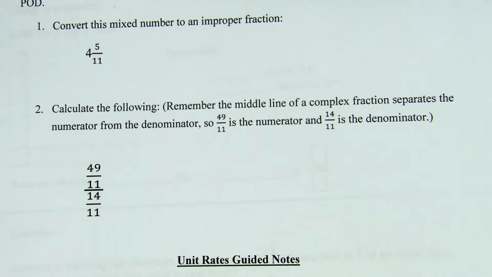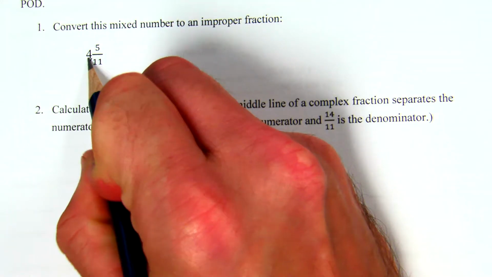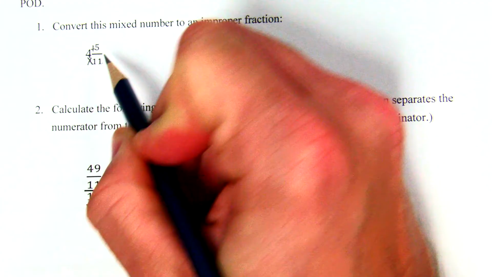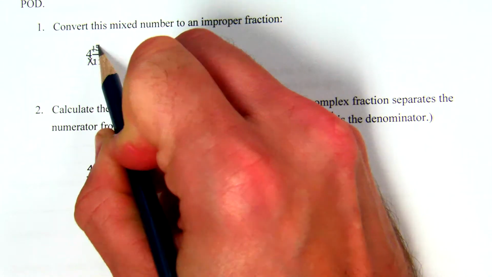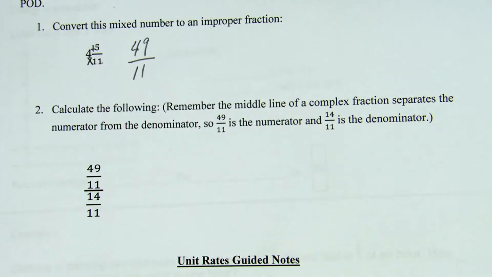So what I would do is, the first problem says convert the mixed number to an improper fraction. So remember, guys, in order to do that, multiply the denominator by the whole number part and then add it to the numerator. So 11 times 4 is 44, plus 5 is 49, and the denominator remains the same as 11.